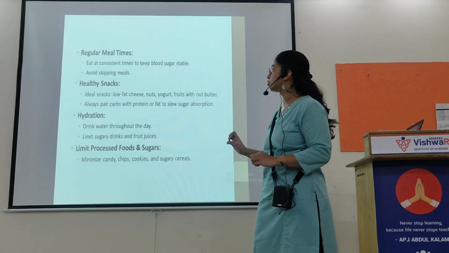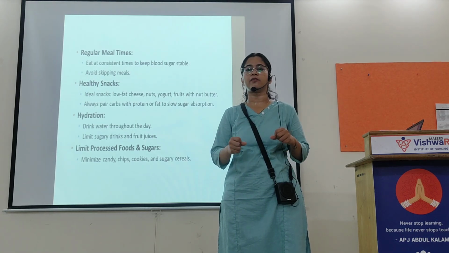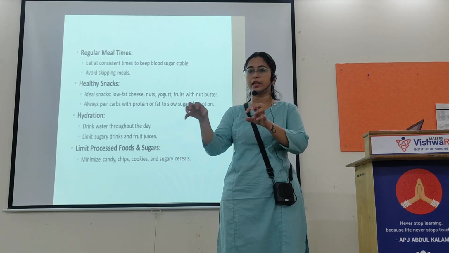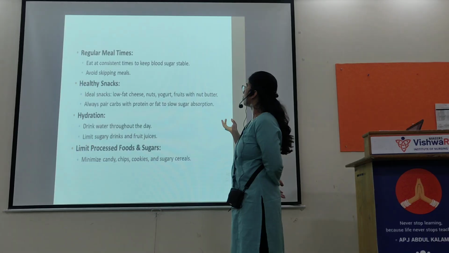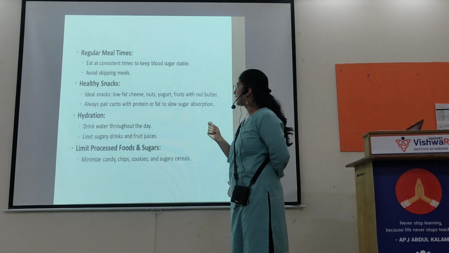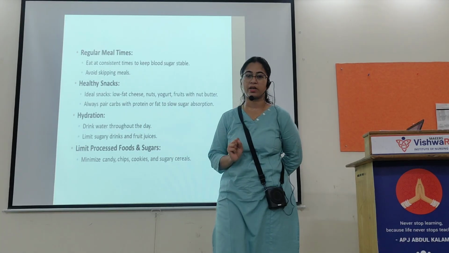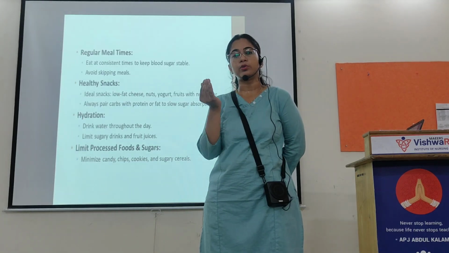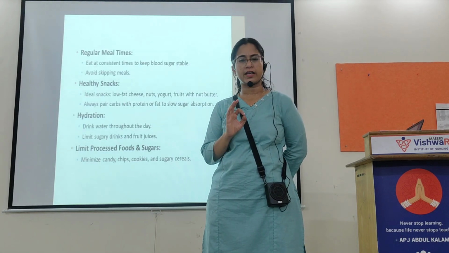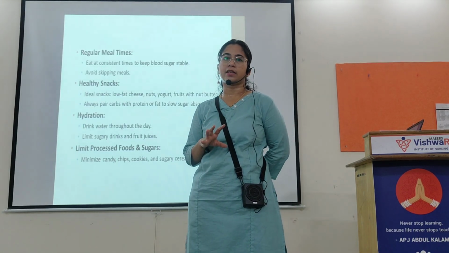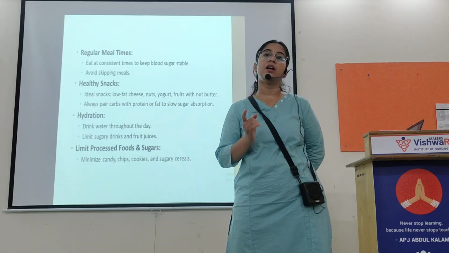Okay. So healthy snacks should be included. So it's not that in every meal you should give only chapati or only rice. It's not like that. You have to include snacks in between the 2 big meals. So ideal snacks should be low-fat cheese, nuts, yogurts, fruits and nut butter. Always pair carbohydrate with protein or a fat to slow sugar absorption. Okay. So this is one trick to reduce the glycemic index of a specific food. You have to include ghee in it. For example, we cannot avoid rice in a child's case, but just including 1 tsp of ghee over the rice can reduce the glycemic index of the rice.